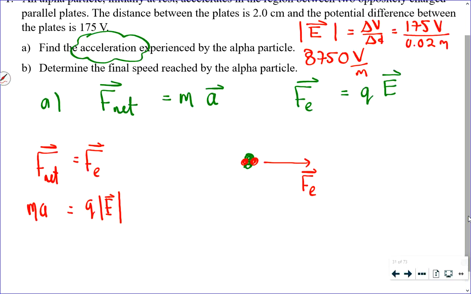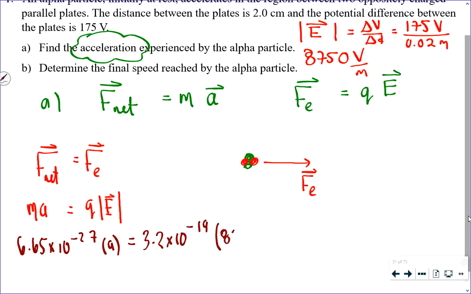So I put in the mass of the alpha particle, which we all know is 6.65 times 10 to the negative 27. And if you don't, you look it up to remind yourself what it is. Times the acceleration equals the charge of an alpha particle, which is 2 elementary charges, times the electric field of 8750. And then we solve for the acceleration.